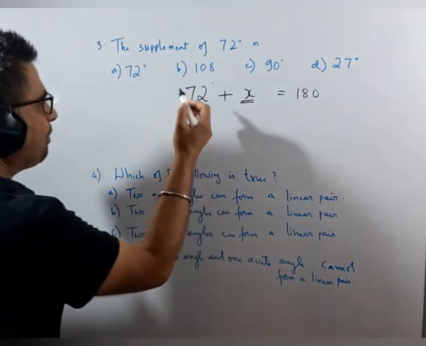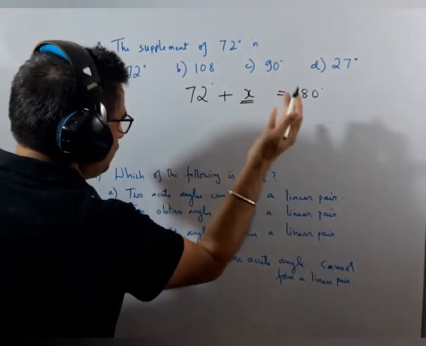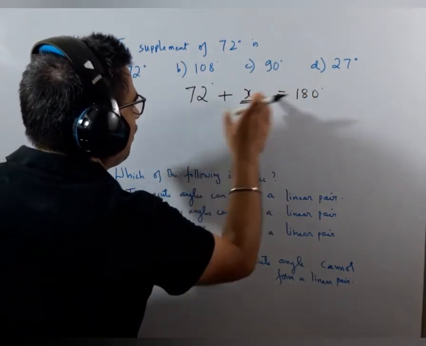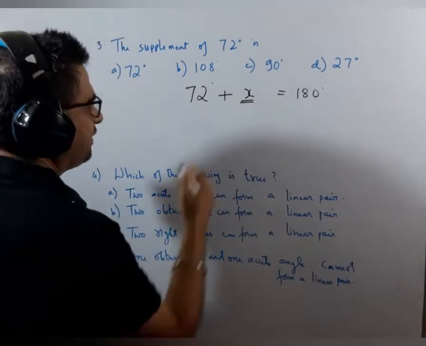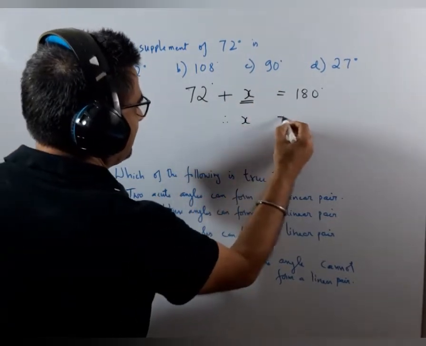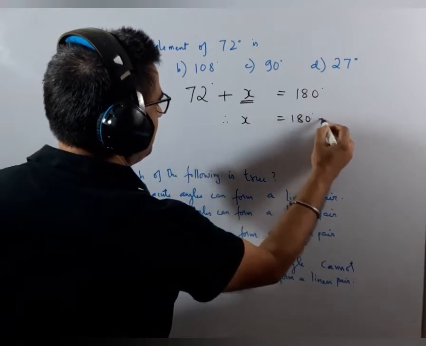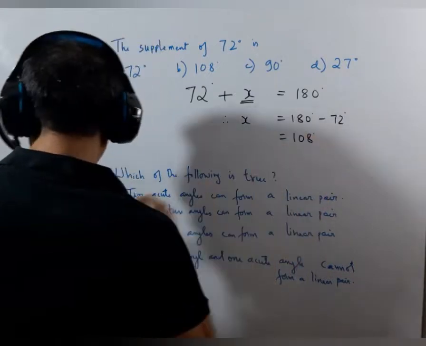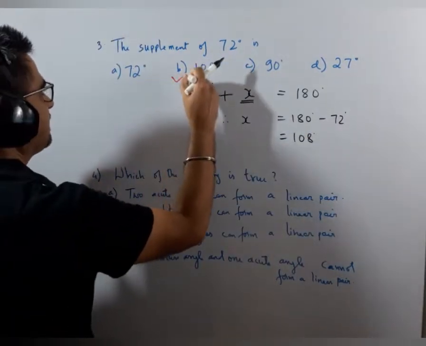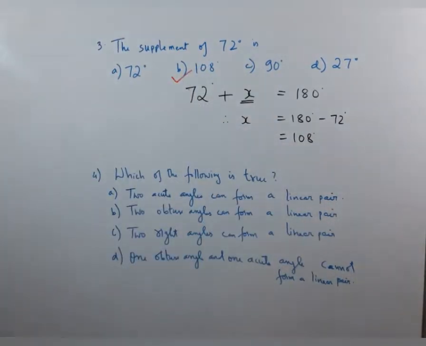In this case, the supplement of 72, which is x, we don't know, we have got to find out, is obviously such that the two adding would get us 180 degrees. Therefore, what is the value of x? x is equal to 180 degrees minus 72, and that comes to 108 degrees. So the answer choice B is the correct one. This is the correct answer choice.